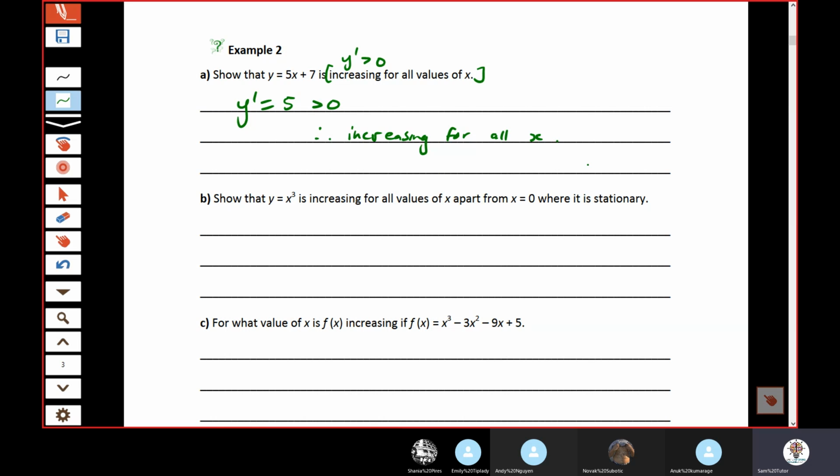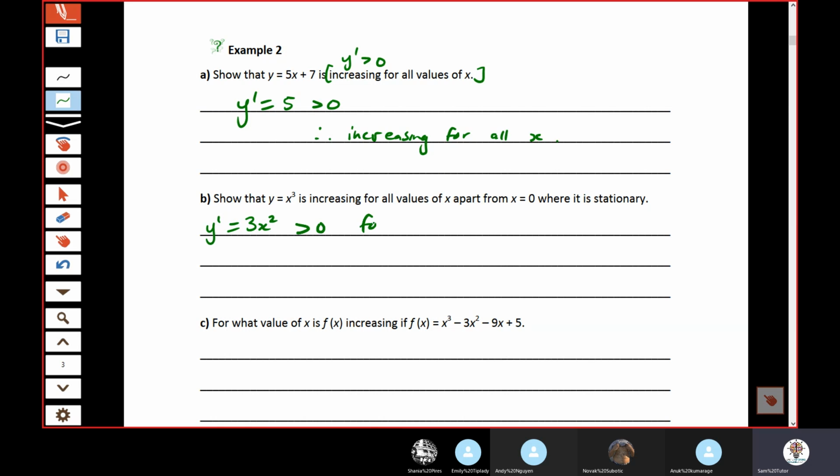B. Show that y equals x cubed is increasing for all values of x, apart from x equals 0, where it is stationary. Okay, let's have a look. Y dash equals 3x squared. What do we know about that? We know that's always greater than 0, except at 0, where it is actually equal to 0, which means it'll be stationary. And that's what you've literally got to write.